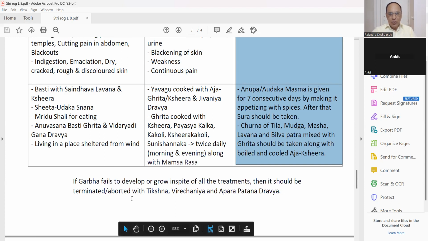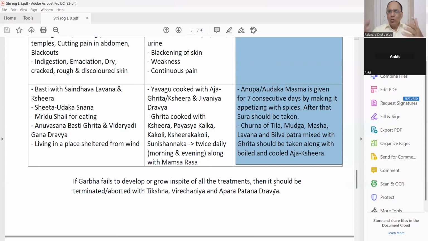If Garbha fails to develop in spite of all this treatment, then it should be terminated or aborted with Tikshna, Virechaniya, and Apara Patana Dravya. You have tried your level best, but no success. Again, you do the sonography, but the fetus is not growing. Then what to do? You cannot keep that dried fetus inside.